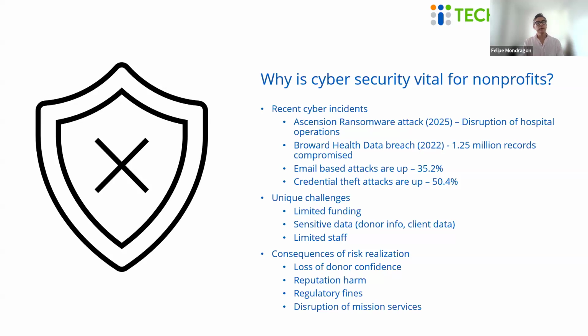So many of these attacks that we just discussed here usually come across email, right? It's the number one attack vector that we see. And those types of attacks are up in recent months, 35.2% actually. And credential theft, which for those of you who've not heard of that, that's when an attacker tricks you into giving them your username and password, is up 50%, so a huge increase there.